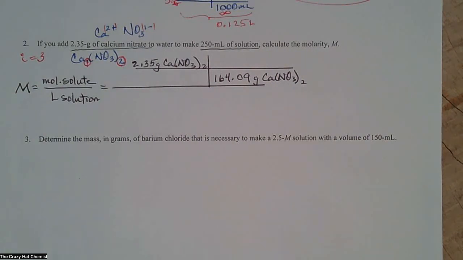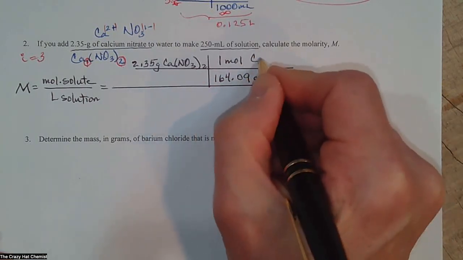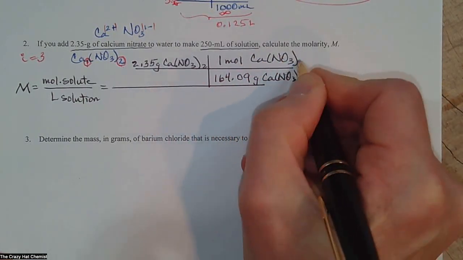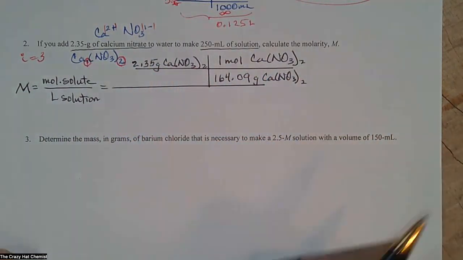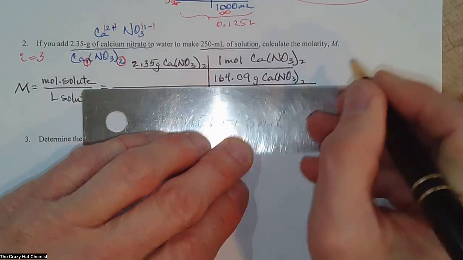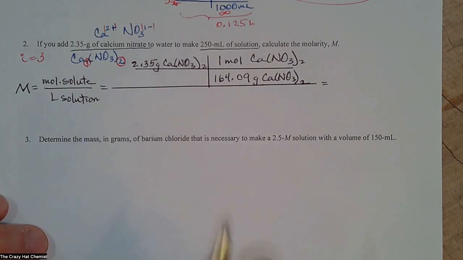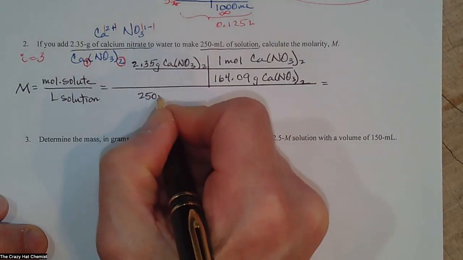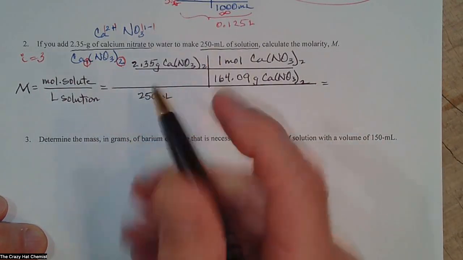Okay, good. And so now, since it's the molar mass, that is equal to 1 mole. So I'm going to have that up in my numerator. So that is 1 mole of calcium nitrate. So this quotient of 2.35 divided by 164.09 will give me my moles of the solute in the numerator. All right, now what we need to do is get the liters of solution in the denominator. So I'm going to take my 250 milliliters. Notice that this does not have a decimal at the end of this number, so that means that there's only 2 significant figures in that.